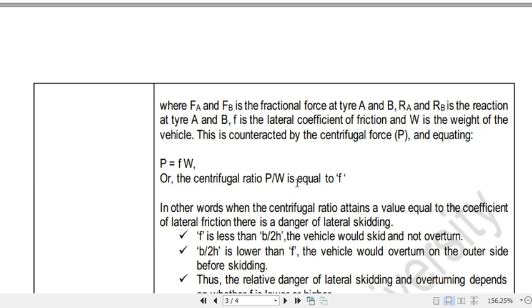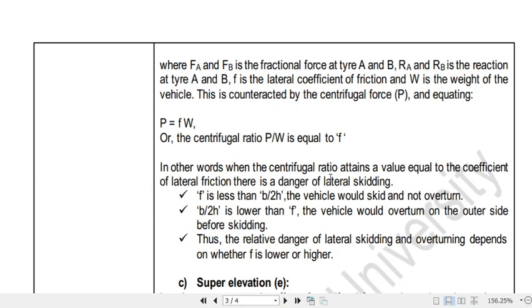In other words, when the centrifugal ratio attains a value equal to the coefficient of lateral friction, there is a danger of lateral skidding. Thus, to avoid overturning and lateral skidding on a horizontal curve, the centrifugal ratio should always be less than B by 2H and also less than f.